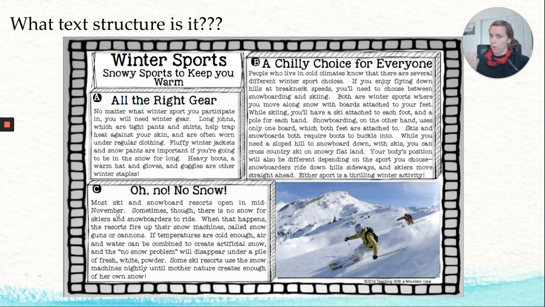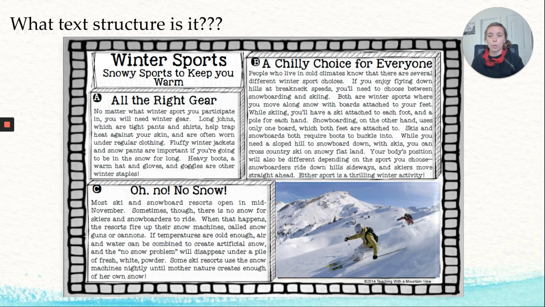So the problem: no snow. The solution is Mother Nature is going to eventually give them all the snow that they need. This is really similar to exactly what you're going to see on your page for your assignment today. You're going to tell me what the text structure is, and then you're going to figure out why it is that way. So make sure to think about those things as we go.